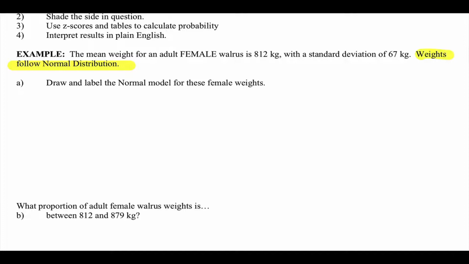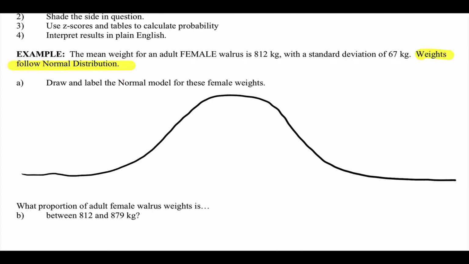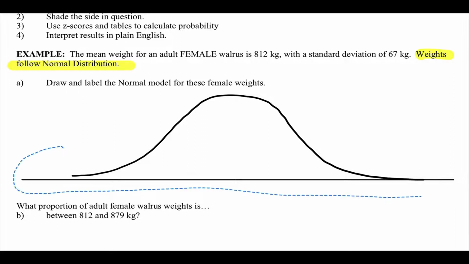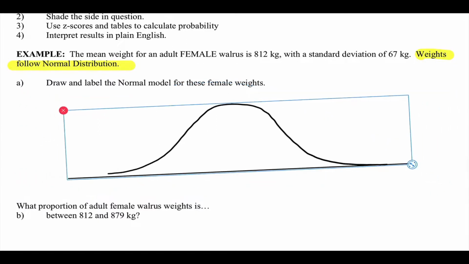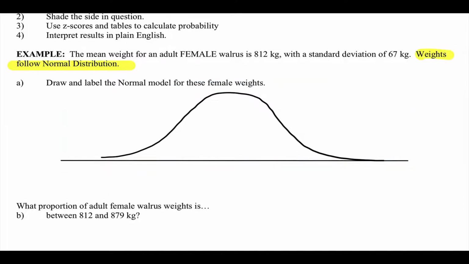So the first thing we're going to do, actually this one says, draw and label the normal model for these female weights. So the first thing we're going to do is draw a normal curve. Do the best you can now. You'll get better at this, but just do the best you can. So the normal curve is going to look like this. Okay, and then it's got a line underneath. Just do the best you can to sketch that. It doesn't have to be perfect, but it gets the job done. Don't make it messy, but it doesn't have to be perfect. You'll get better as time goes on because we're going to be doing practice on these types of things.